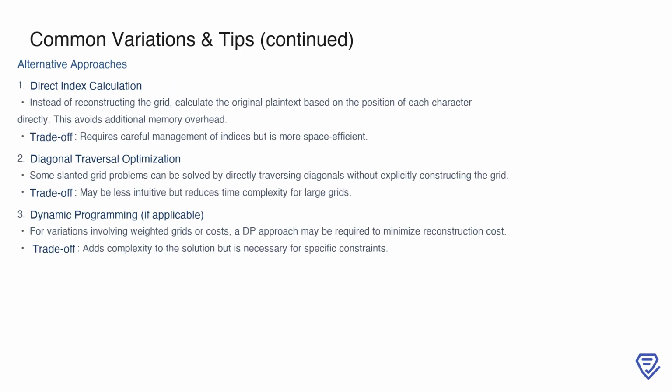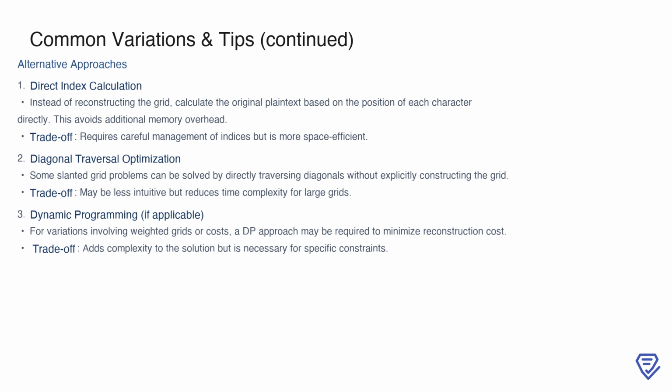There are also alternative approaches to solving this problem that can be more efficient. One such method is direct index calculation. Instead of reconstructing the entire grid, you can determine the original plaintext based on the position of each character directly. This eliminates memory overhead but requires precise management of indices. Another approach is diagonal traversal optimization. By directly traversing the diagonals, you can avoid explicitly constructing the grid, which can significantly reduce time complexity for larger inputs. However, this approach may feel less intuitive and requires a solid understanding of diagonal patterns.